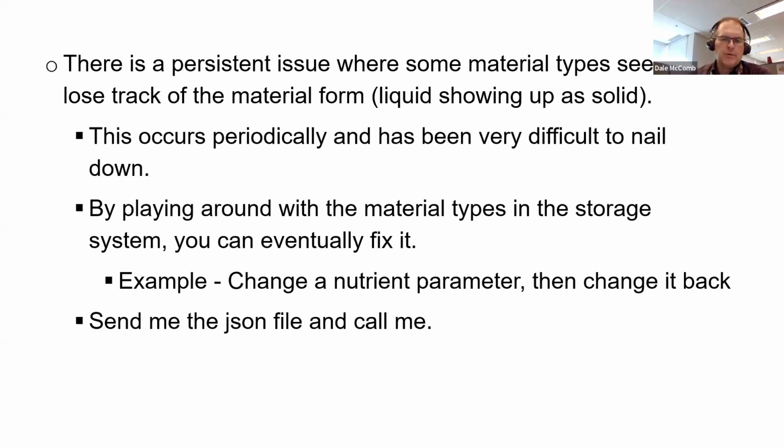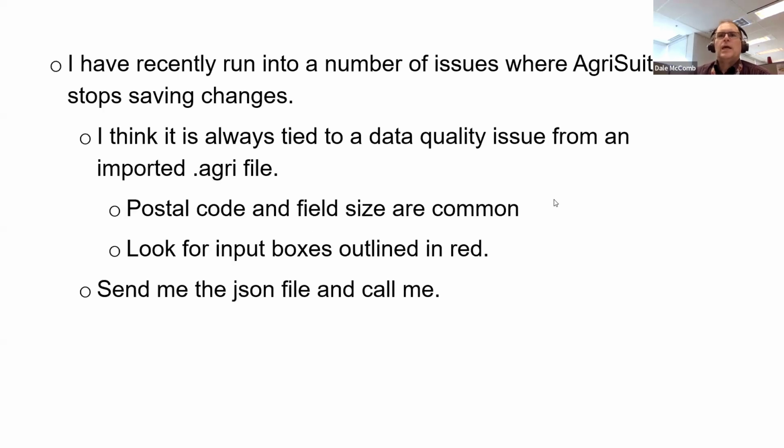But anyway, if you run into it, create a copy of the JSON, send it to me, give me a call, if you would, please. And I have also run into a number of issues where AgriSuite seems to stop saving changes. From what I can tell, it's almost always tied to a data quality issue from an imported .agri file from the old program.